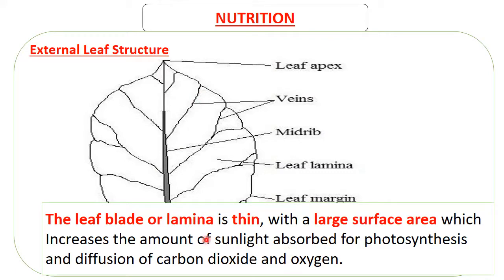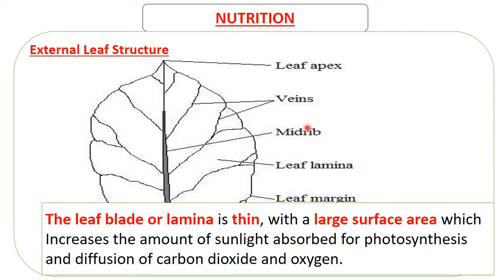The third is the leaf blade or lamina, which is this here. So the leaf blade or lamina is thin. So these ones are very thin, as we know, but they've got a large surface area, which increases the amount of sunlight absorbed for photosynthesis and diffusion of carbon dioxide and oxygen. So this large surface area makes sure that sunlight is trapped here, and also oxygen and carbon dioxide are able to diffuse in the leaf.